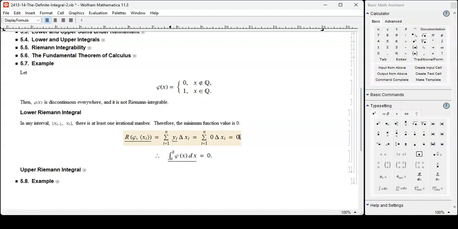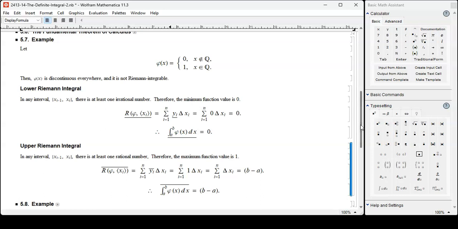In any interval, there got to be some rational numbers, irrational numbers there. So the minimum is always 0. So out of all zeros, you're going to get 0. So lower Riemann integral is 0. Upper Riemann integral, on the other hand, in whatever interval, we have some rational numbers there. So maximum is always 1. So 1 times delta x is delta x. So you're just adding up all those widths of the subinterval. So we end up with the width of the larger interval b minus a. So these two are different. So we have a function that is not Riemann integrable.